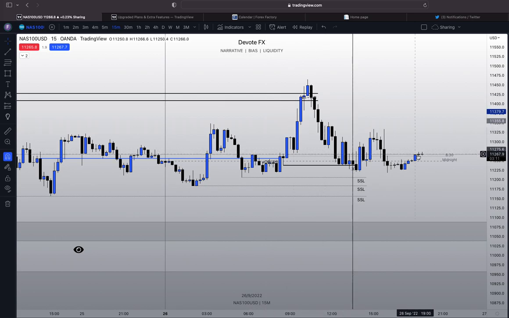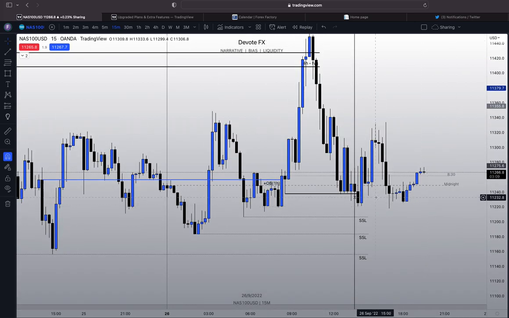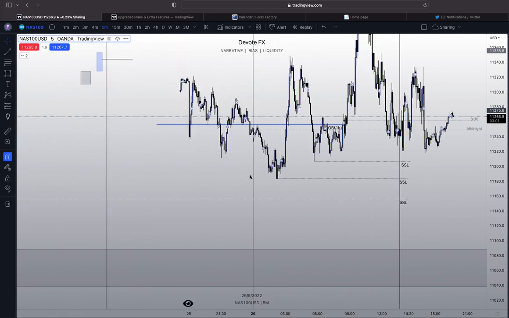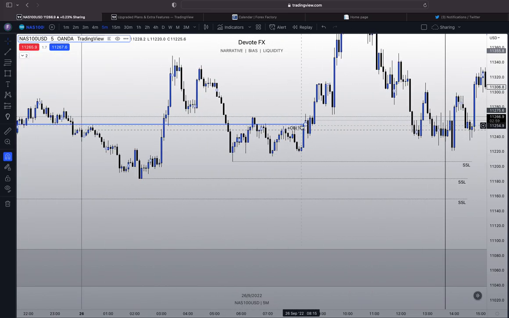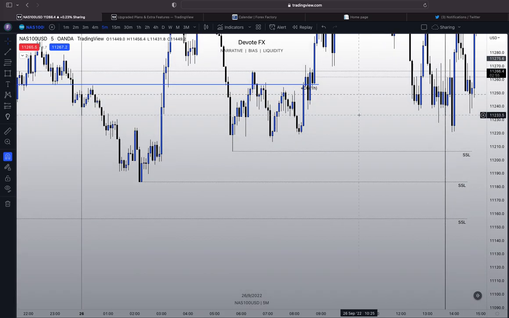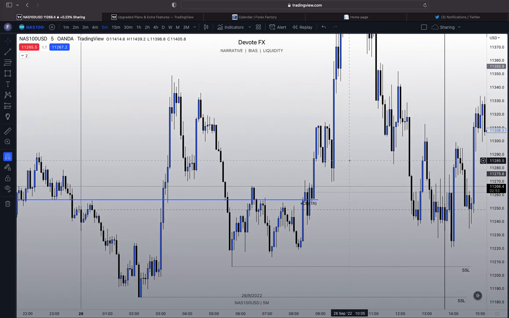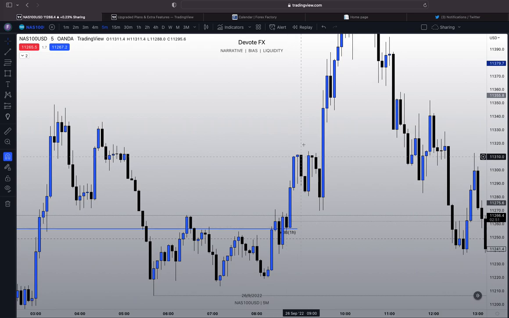Moving into the open, we had this hourly order block. Shrink this down to the 5 minute, even the 1 minute in a second. We have this hourly order block, which we come and respect and create an energetic move away from. Now this is the opening instance right here.